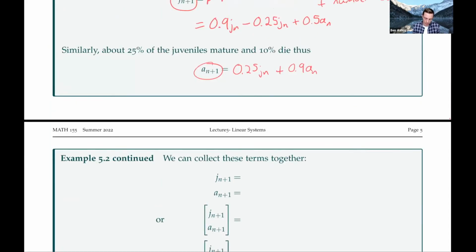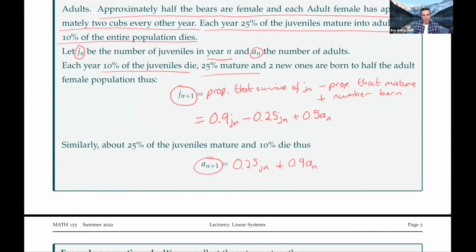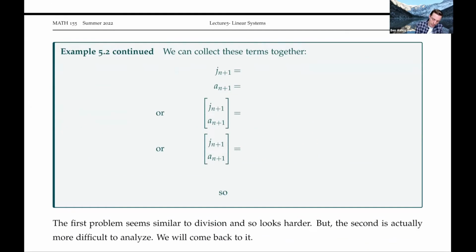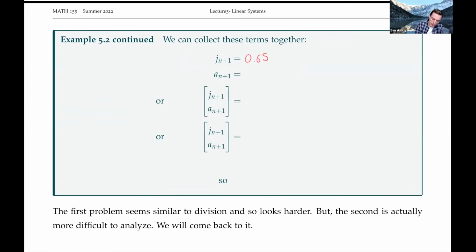So taking those equations that we've got there, we can, first of all, collect the terms together. I'll go back up here a second. We had 0.9 JN minus 0.25 JN, which is just going to be 0.65 JN. So I'll write this down here as JN+1 is going to equal 0.65 JN and 0.5 AN. And here we've got 0.25 JN and 0.9 AN. All I've done there is combine the JN terms that were in the previous equation for JN+1. And again, just as before, our JN terms and our AN terms are grouped together and then multiplied by some coefficients.